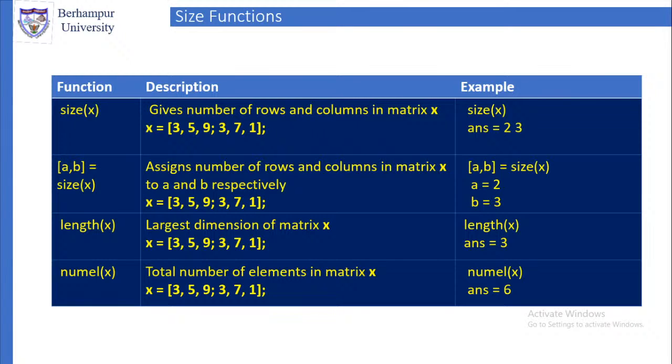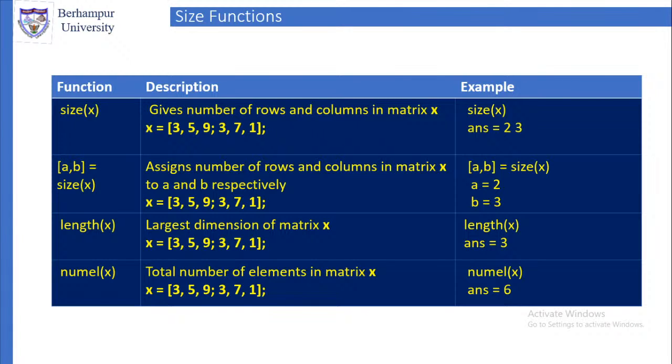Similarly, we can give length X. Length X always gives the largest dimension of the matrix, which means suppose it is an m cross n matrix and m is greater than n, then length X will give you m. If n is greater than m, then length X will give you n. For example, if it is a 3 cross 2 matrix, then length X will be 3.